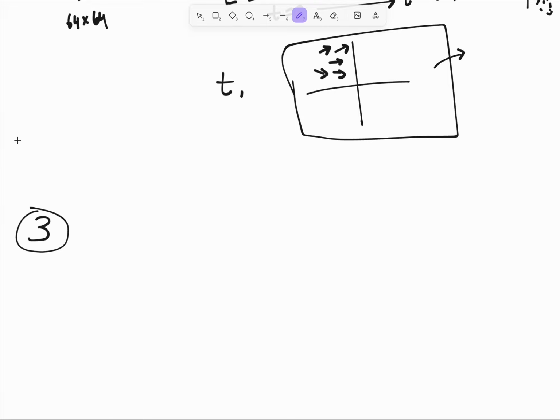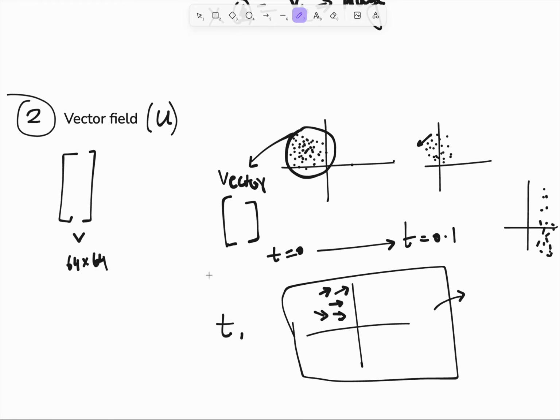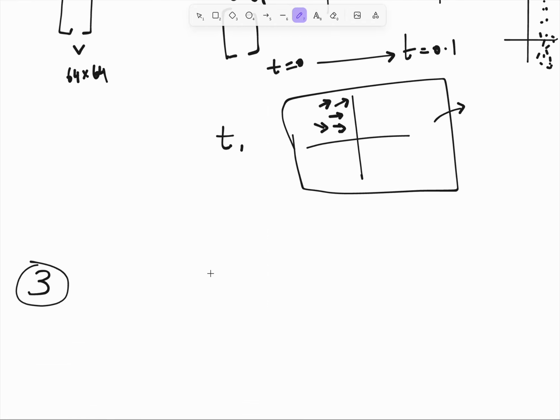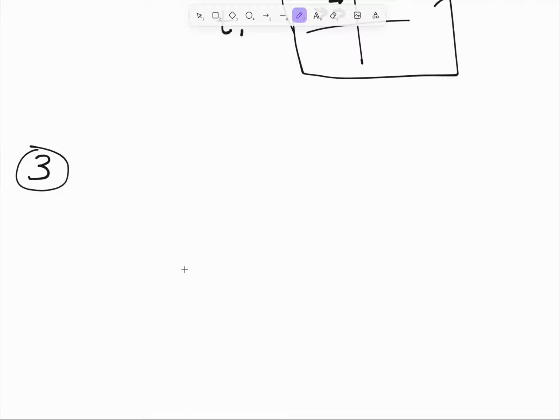Right, so that was the vector field. I'm not really going deep into the notation right now because I might make another video after I've mastered this concept. But yeah, this is the vector field.